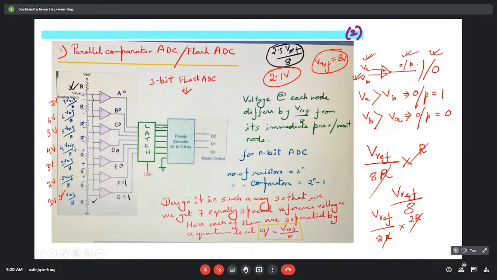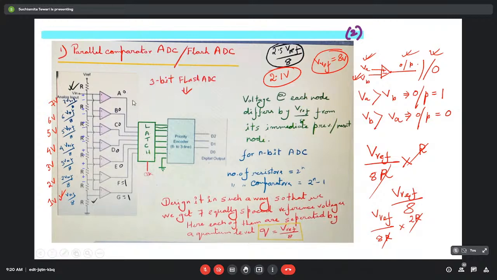Here also, obviously, if 3 is greater than the input voltage, then 4, 5, 6, 7, all these voltages will be greater than the input voltage. So the output of these comparators, from the third comparator to the last one, will be 0. So the corresponding digital signal that has been created is 1, 1, 0, 0, 0, 0, 0. This one is the LSB and this one is the MSB.